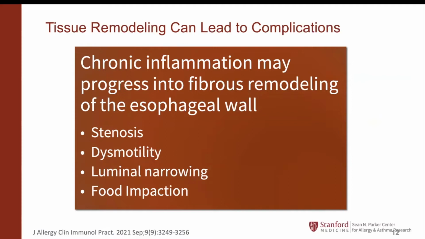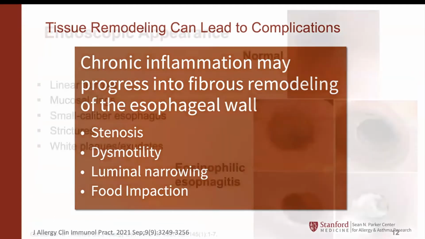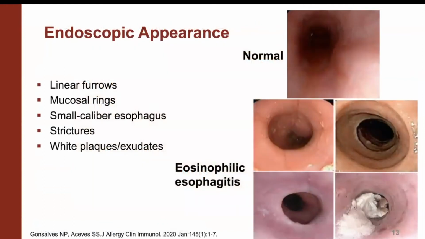And some of those complications might be stenosis or narrowing of the esophagus in certain areas, decreased motility or dysmotility of the esophagus, narrowing of the inside or narrowing of the lumen of the esophagus, and also food getting stuck or food impaction. And those symptoms don't occur in all patients, but again, those are just some symptoms of eosinophilic esophagitis once it has progressed.